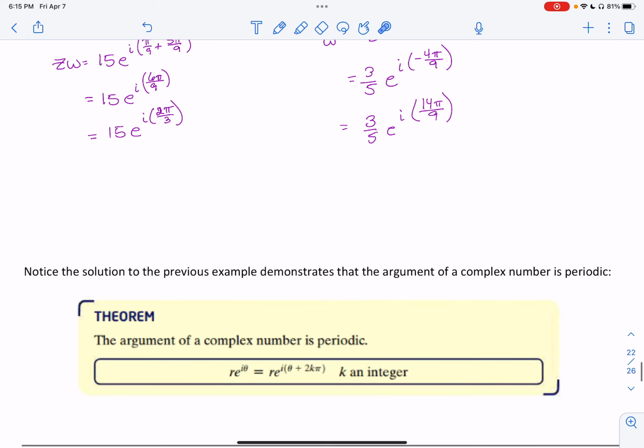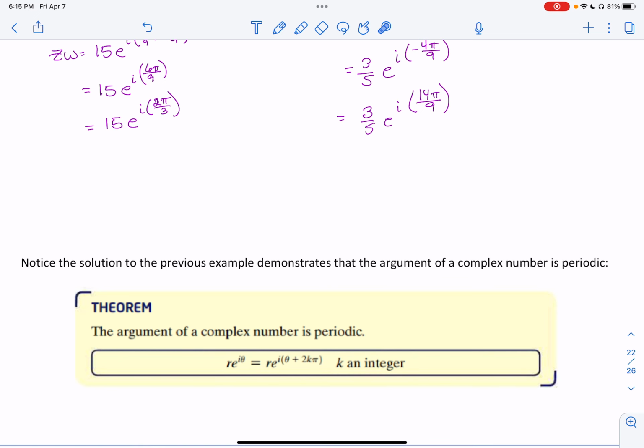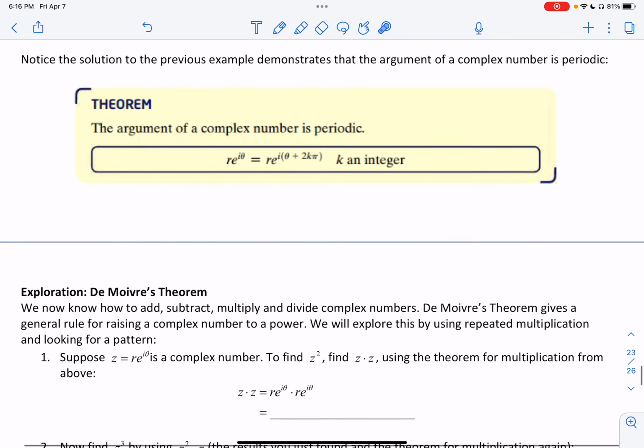So right up here, I added a 2π to it, just to make it be in the range that I want it to be. If I came out with, let's say, a 25π over 12, I wouldn't want to leave it like that. That would be really messy and ugly.